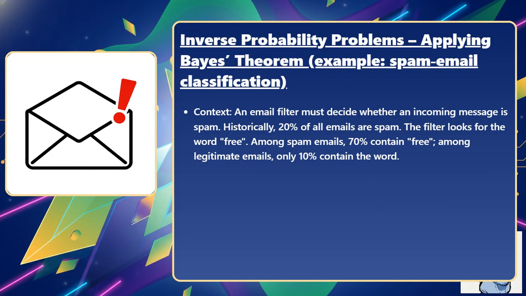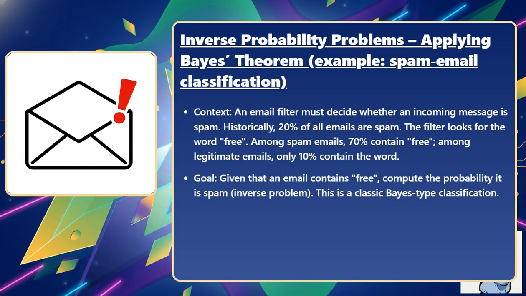Context: an email filter must decide whether an incoming message is spam. Historically, 20% of all emails are spam. The filter looks for the word "free." Among spam emails, 70% contain "free." Among legitimate emails, only 10% contain the word. Given that an email contains "free," compute the probability it is spam. Inverse problem. This is a classic Bayes-type classification.